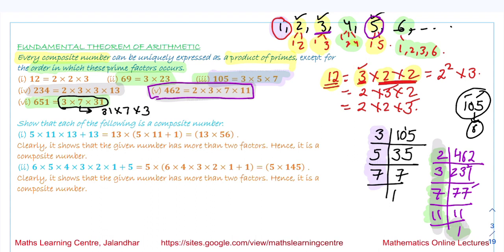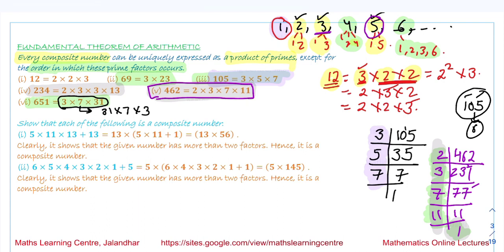Now next we have to show that the following numbers are composite numbers. To prove that the numbers are composite, we have to show that they have more than two factors. The number itself and 1 are always the two factors that we have for all numbers greater than 1. So we have to show that there is some other factor also.